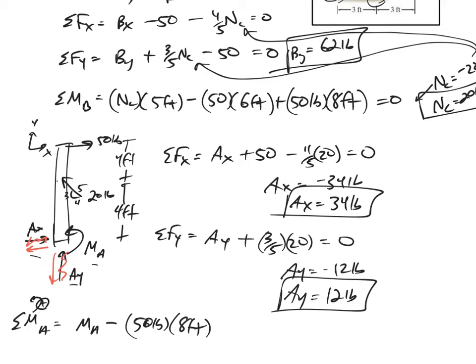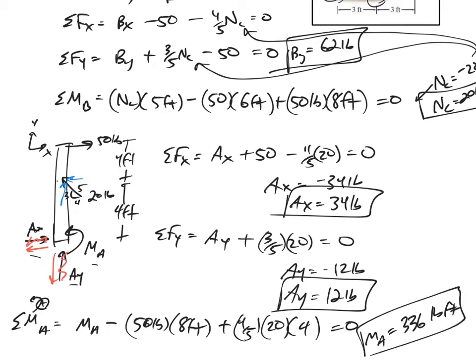And then, let me think about this. The 3/5 goes straight through A, but the 4/5 component of 20 is acting 4 feet away, creating a positive moment. Set that equal to 0, and we would get MA is positive 336 pound-feet. All of my forces were in pounds, all of my dimensions were in feet. It came out positive, so I don't need to change the sign or change the direction.